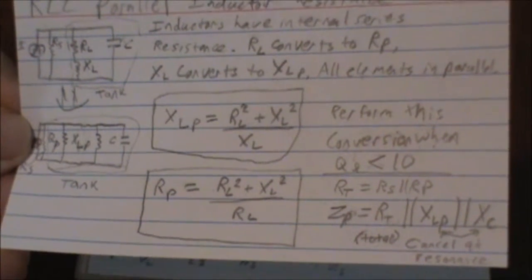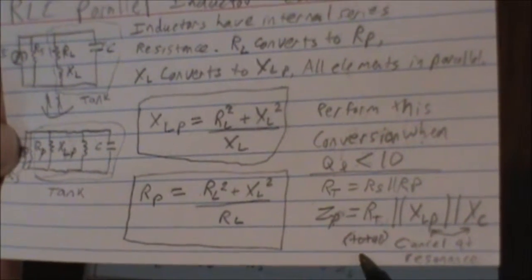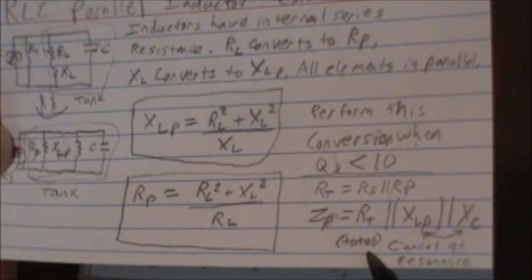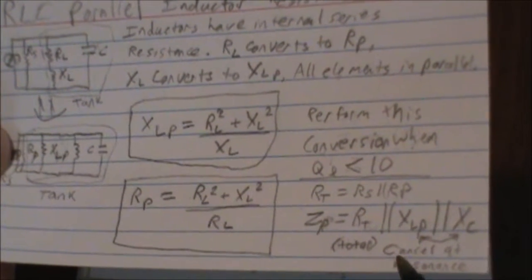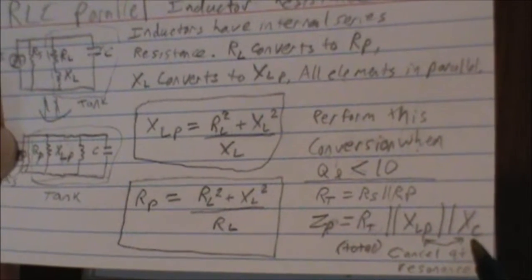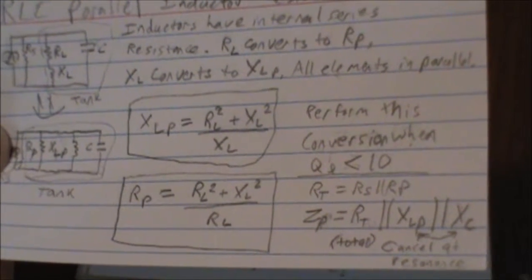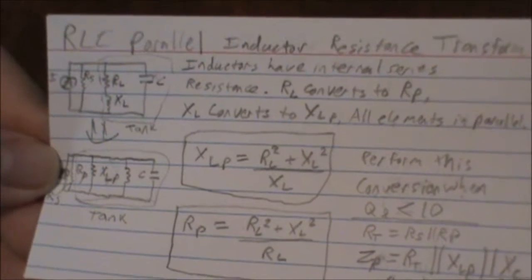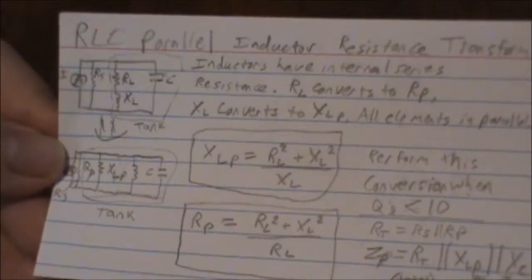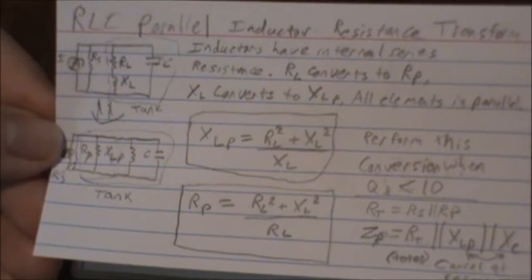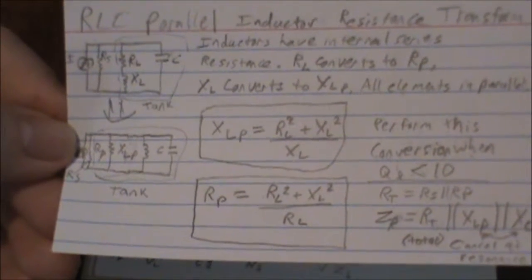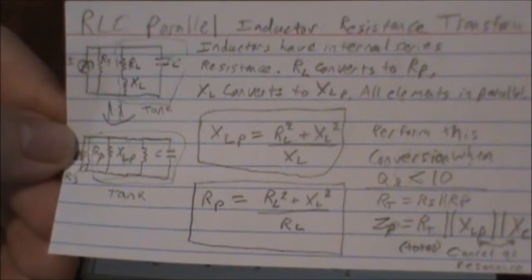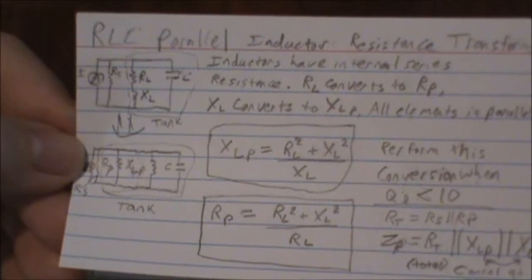And total impedance is the total resistance, in parallel with X L P, in parallel with X sub C, which cancel at resonance. So again, even for a parallel circuit, as well as for a series circuit, if the resonant condition occurs with the coil and the capacitor, the total impedance is going to be just the amount of DC resistance in your circuits.